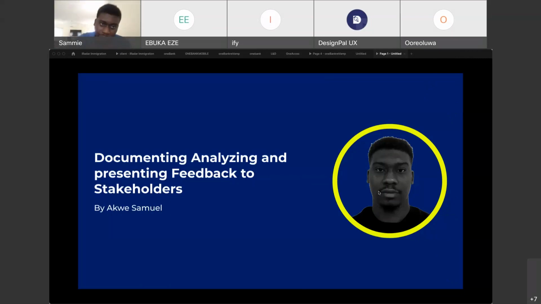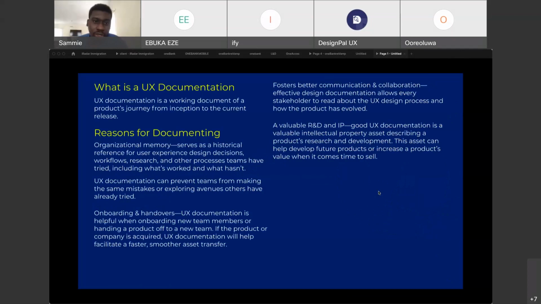So UX documentation is a working document of a product journey from inception to current release. Whatever you've done needs to be documented, and there are reasons for it. It serves as organizational memory, a historic reference for user experience, design decisions, workflows, research, and other processes. So you include what worked and what hasn't.